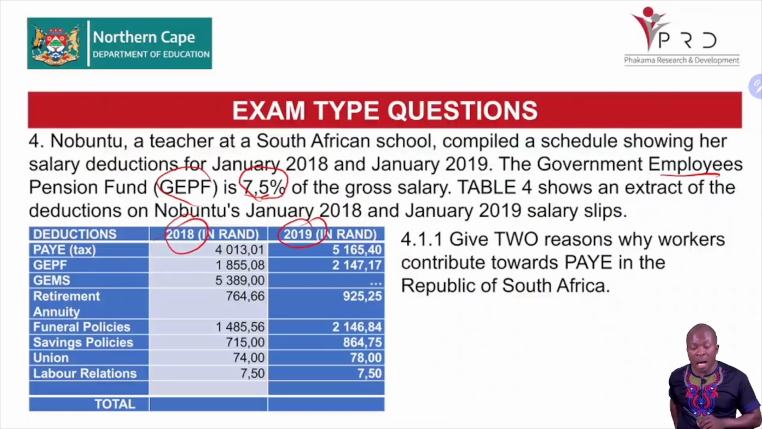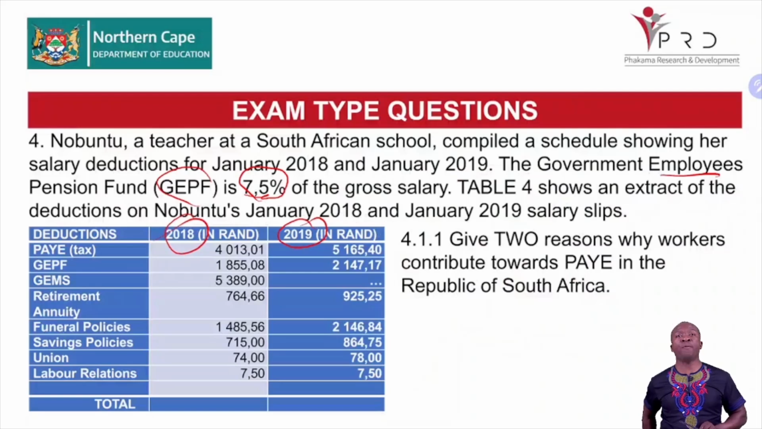Thank you. So our first question is, give 2 reasons why workers contribute towards pay as you earn. I've given the full explanation of PAYE. That's pay as you earn. Why should people contribute? Write your answer. 2 minutes. We come back, my learners. Remember, we are working. This is mathematical literacy. Practice makes perfect. We don't just talk. Write down. Why do people pay as you earn?